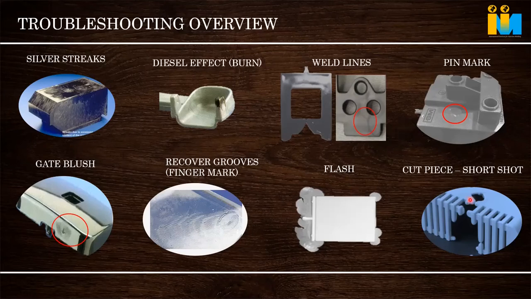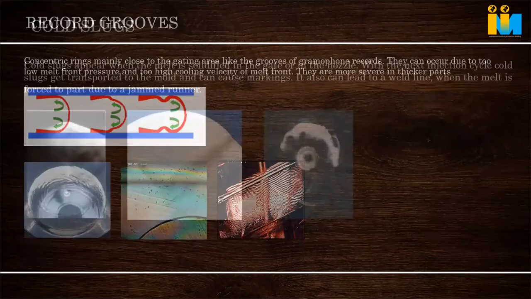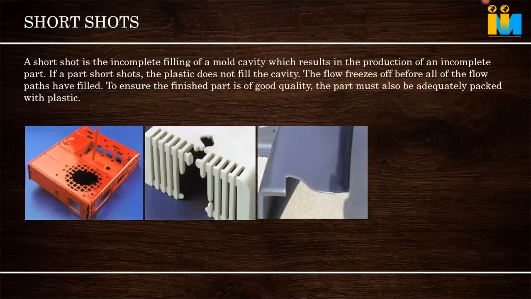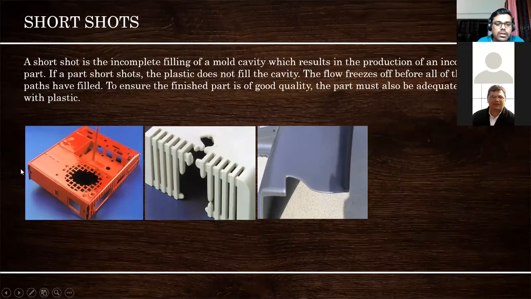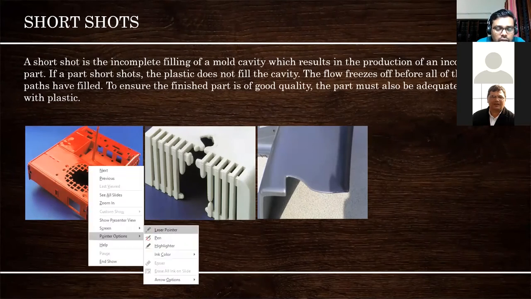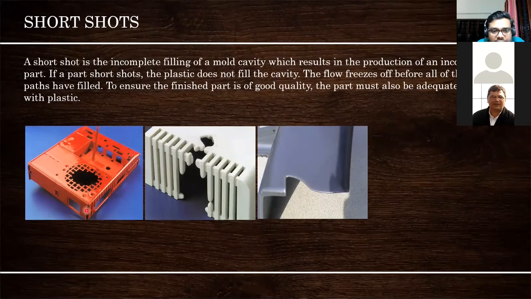The next is a cut piece or a short shot. When we are discussing short shot, there are multiple kinds of cut piece. Short shot or cut piece is when the part is not completely filled. It can be of multiple types. First, this type of short shot. Here we can see the first one, the short shot is coming in between the part, not at the end of the fill. And the second one, we can see this is coming in the rim area. This is also at the end of the area.